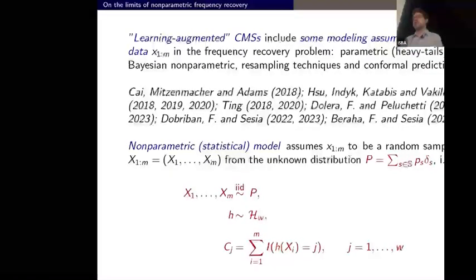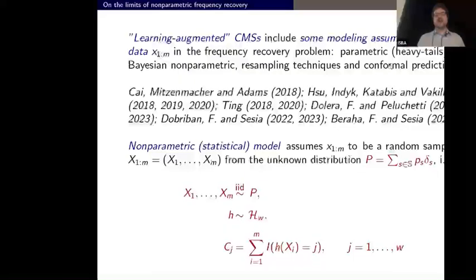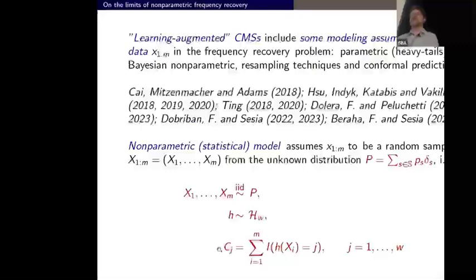Okay, so let's place a model. The most natural model is the following. I have symbols. I assume that X_1, ..., X_m is a random sample from P, where P is an unknown discrete distribution on a space S. Then I have a random hash function h, independent of P, so independent of the X, and then I pass everything through the hash function and construct my sketch.